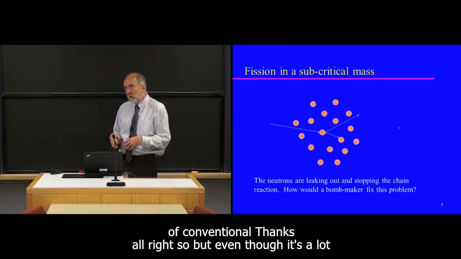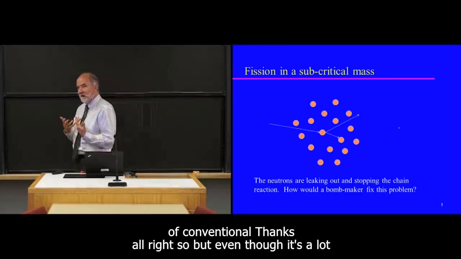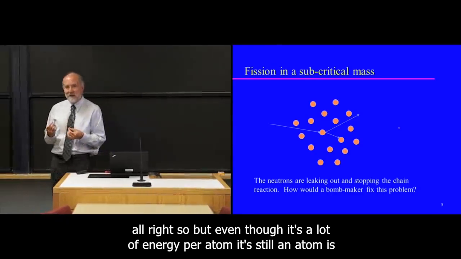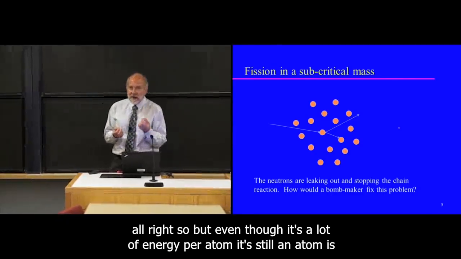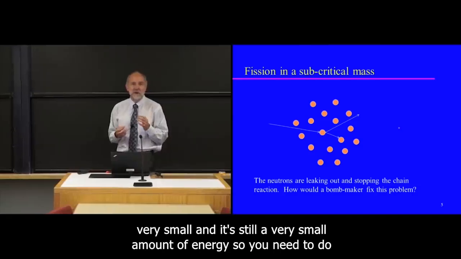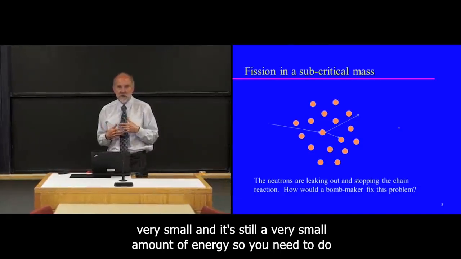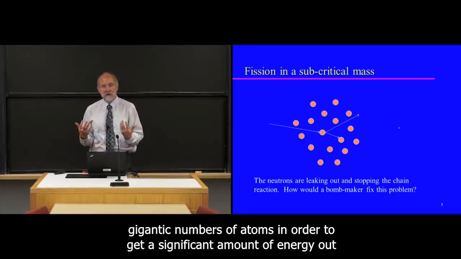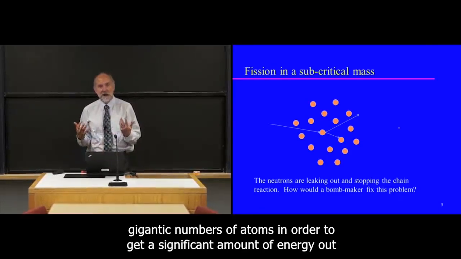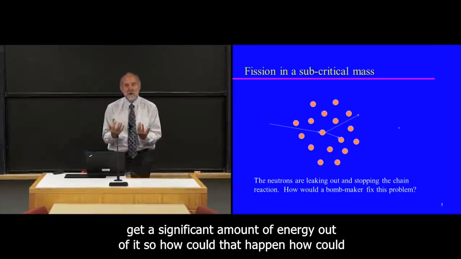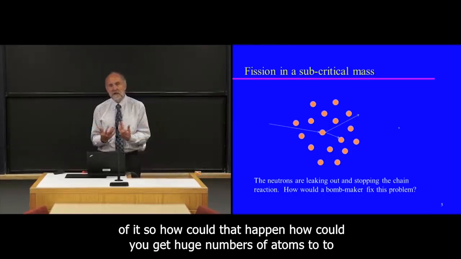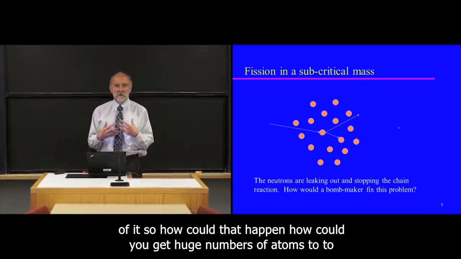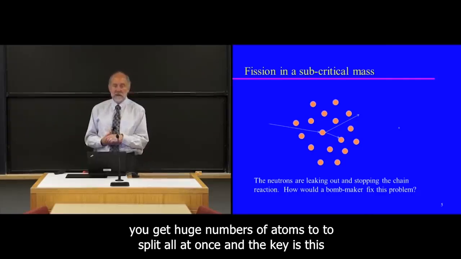All right, so even though it's a lot of energy per atom, an atom is very small, and it's still a very small amount of energy. So you need gigantic numbers of atoms in order to get a significant amount of energy out of it. So how could that happen? How could you get huge numbers of atoms to split all at once?